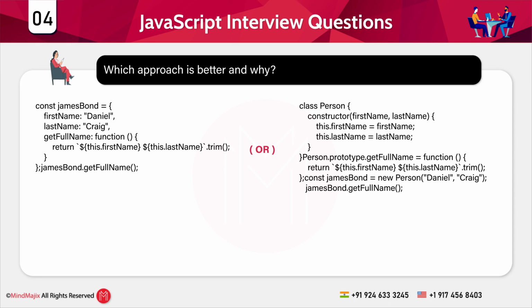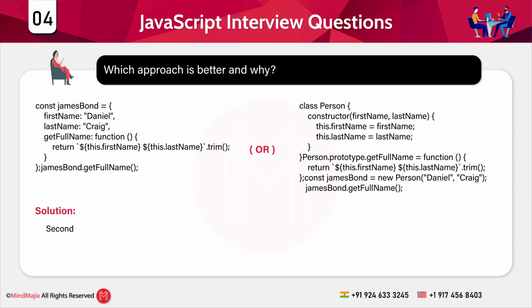That function will return the full name. Second, class Person. Constructor, first name, last name. this.firstName equal to firstName. this.lastName equal to lastName. So first name and last name are the properties, and we assign the values of the parameters to the properties. Now Person.prototype.getFullName function, and it will return this.firstName and this.lastName, dot trim function. Now create the object of the Person class and pass the values of the parameters, and then call the getFullName function. So which one is the better approach?